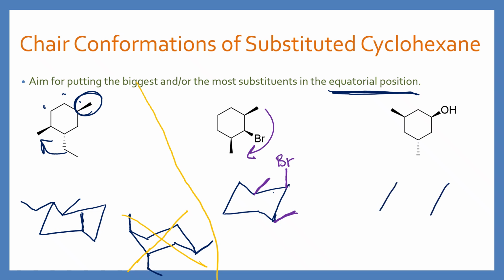So here's my chair. And I want to put this group in my equatorial position. So I need an up equatorial position. I'm going to do that here just to change it up a little bit. So up equatorial, there's my methyl group. Going clockwise around the ring, 2 carbons away, is where my hydroxyl group is going to go. And that's also going to be equatorial because the up position here is equatorial.